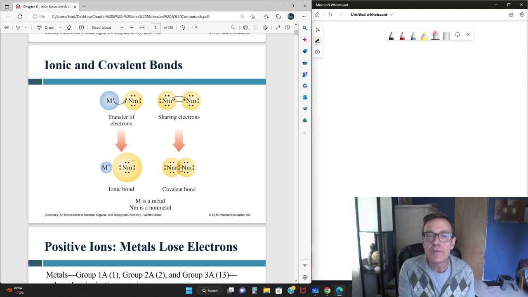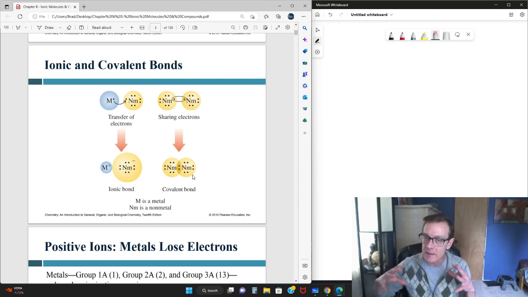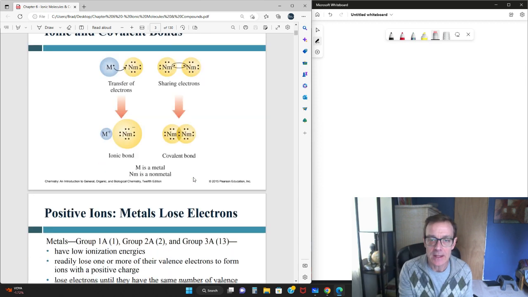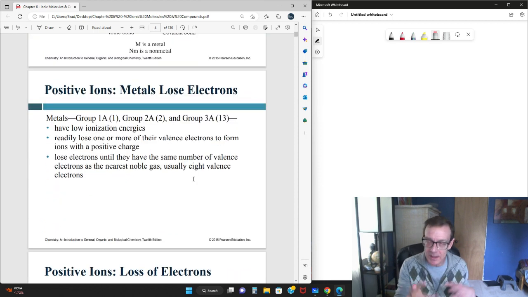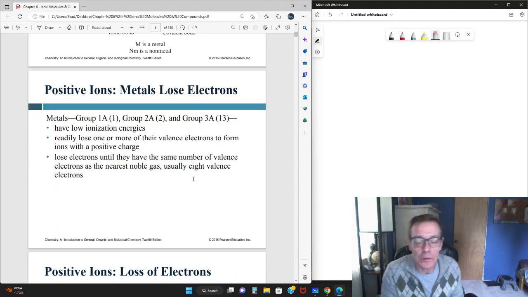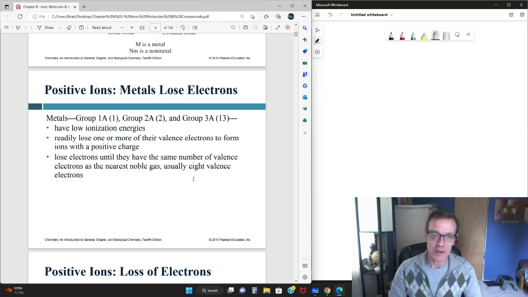In a covalent bond, you are sharing electrons between two nonmetals. So in our example, we have two nonmetals that have 7 valence electrons. They each share one of those electrons to form that covalent bond. So there are 1, 2, 3, 4, 5, 6, 7, 8 around each nonmetal due to sharing in a covalent bond. Okay, ionic, a metal and a nonmetal; covalent, a nonmetal and a nonmetal sharing. That's the big picture version of what's going on when we're looking at ionic and covalent bonds.